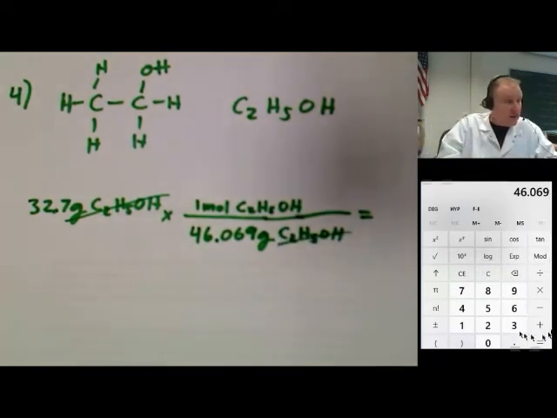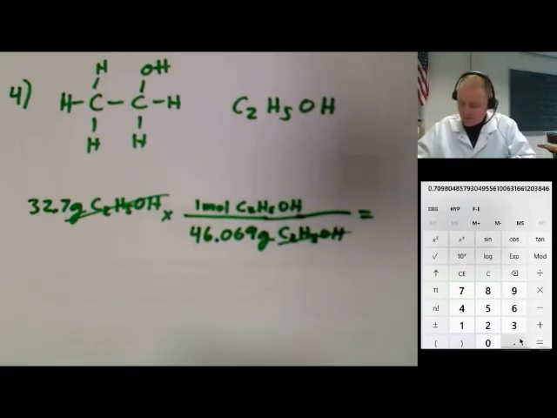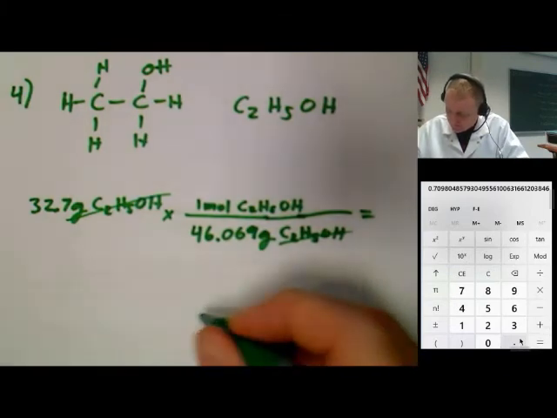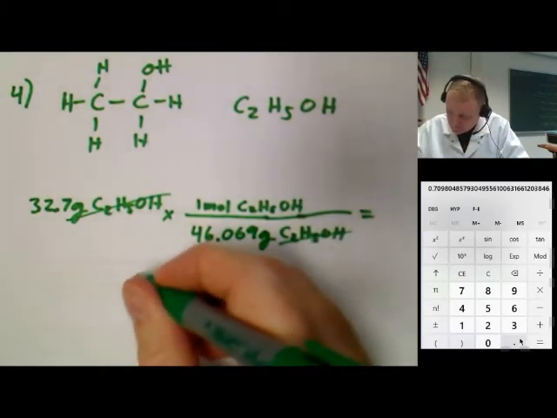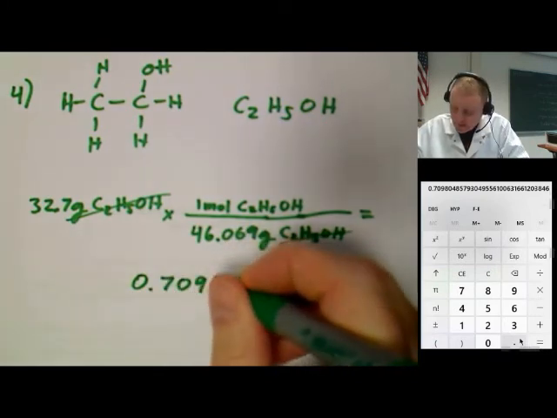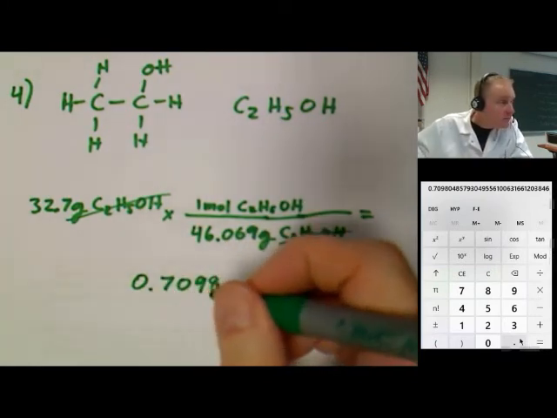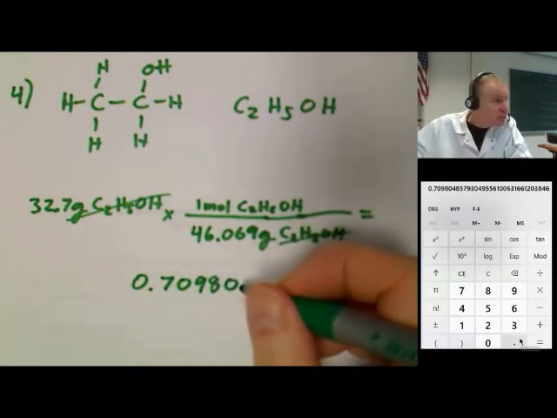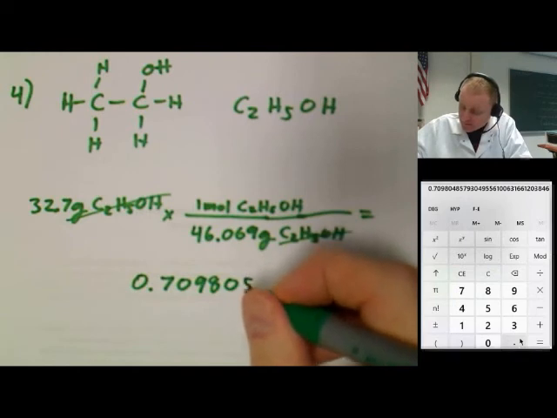So let's take that and say 32.7 divided by 46.069 equals 0.709805 moles of ethanol. I'll just round off that one there.